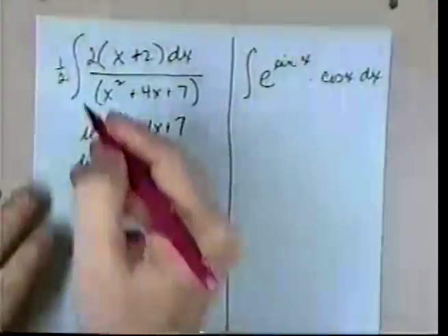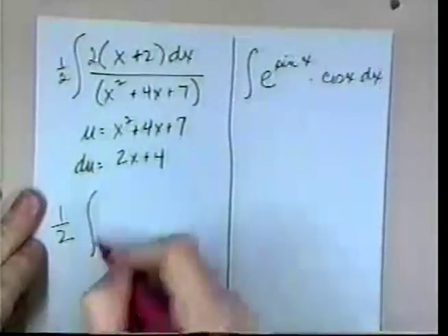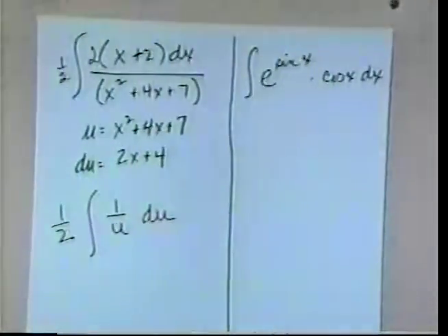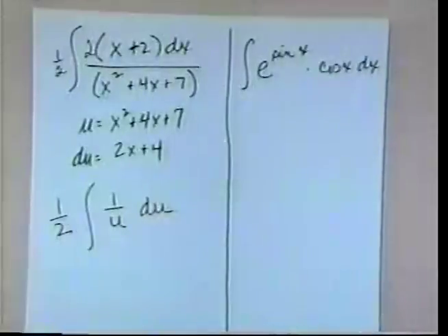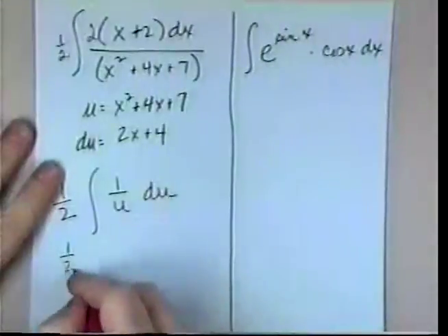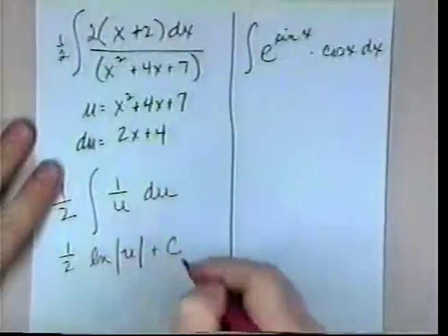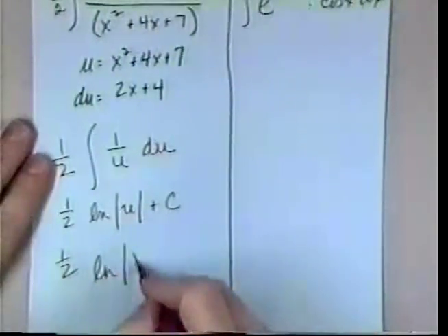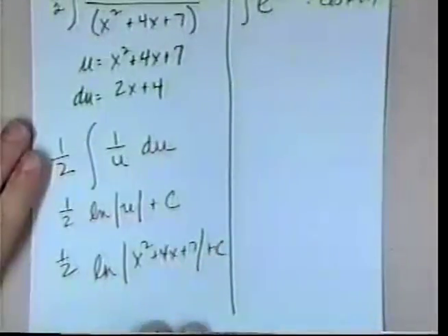So this one, you've got 1/2 the integral of 1 over u du, because the u is in the denominator, so it's 1 over u, and the numerator is du. Now, what did we say was the antiderivative of 1 over u du? It's the natural log of u, so we should have 1/2 the natural log of the absolute value of u plus a constant, which is 1/2 the natural log of x squared plus 4x plus 7 plus a constant.